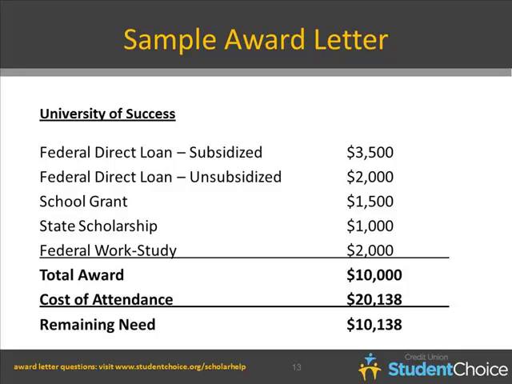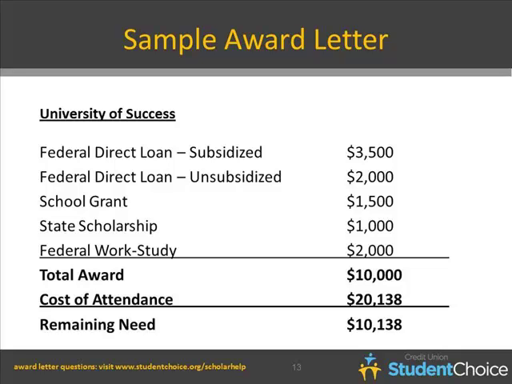Now, also, the format of the award letters is going to look different, but then oftentimes they'll look very similar. But most of the time, they're going to pretty much be standard, where the top of the award letter will discuss the cost of attendance, which we've already talked about, and then it will list any type of financial aid that the student's going to receive, and then it will list your remaining need.